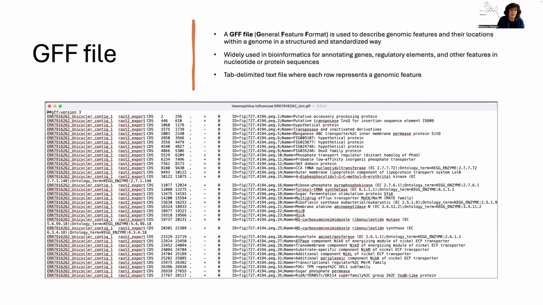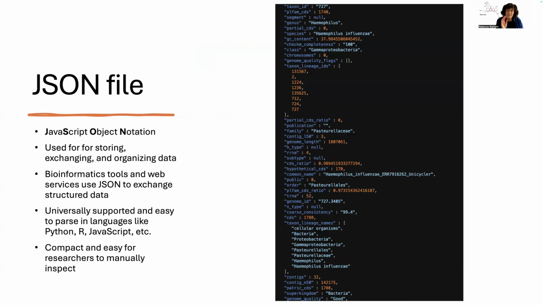A GFF file, it's a genome feature format file, and it's just describing the features that are on the genome in a structured way and showing you where they are and what they're called and their identifier. For example, this is showing me the contig. This is telling me it's a coding sequence. It starts at 2, it ends at 256, it's on the forward strand. This is its unique identifier, and this is the name. Pretty easy, right?